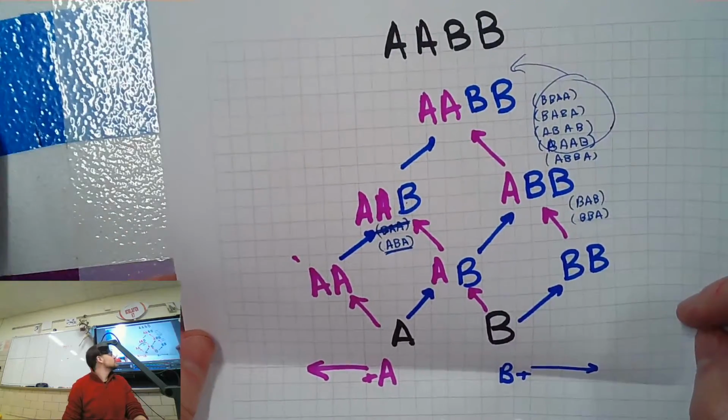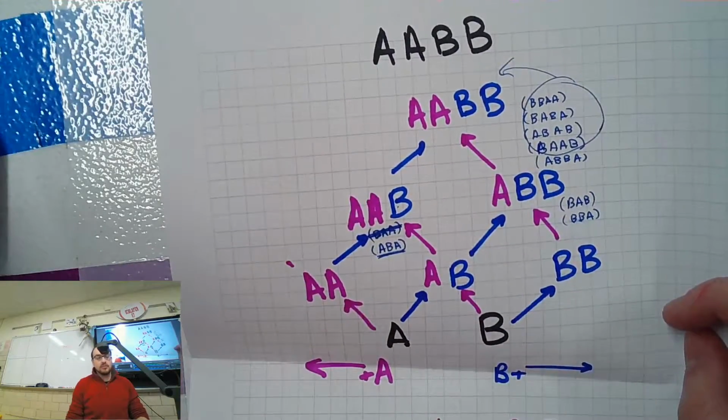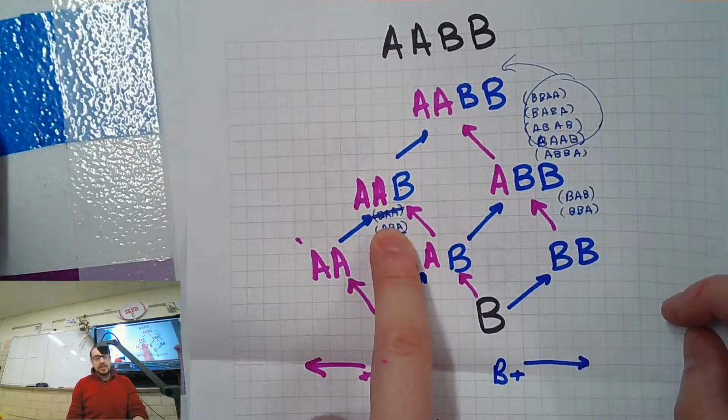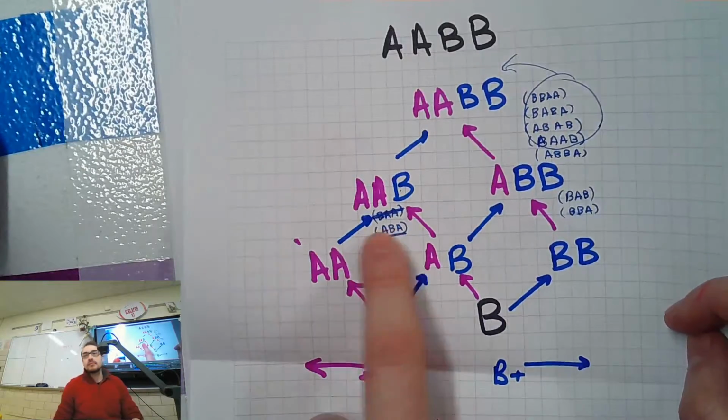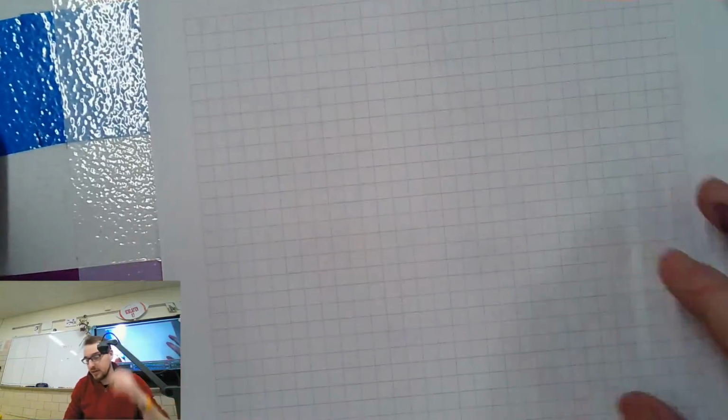So there's all the possible combinations, and this guarantees I get all of them. Notice I didn't write BAA because it's the same thing as AAB. Are we cool? Here's your job. Your warm-up is this. Good luck. Work together. You have more options.